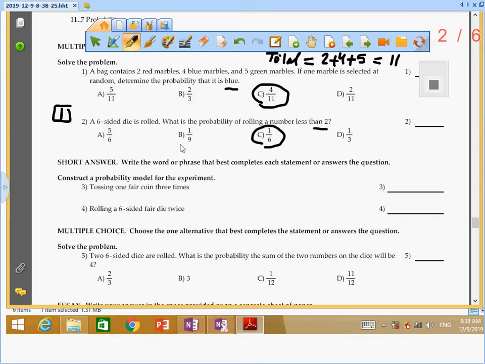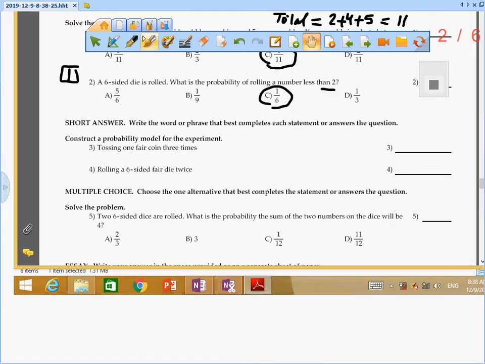So what if I said the probability of a number that is less than or equal to 2? If it's less than or equal to 2, it's going to be 2 out of 6, which is equal to 1 out of 3. If the question is a free response, you don't have to simplify. Okay.